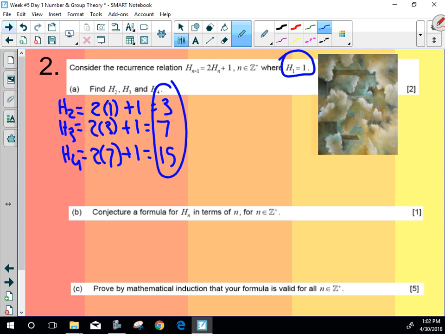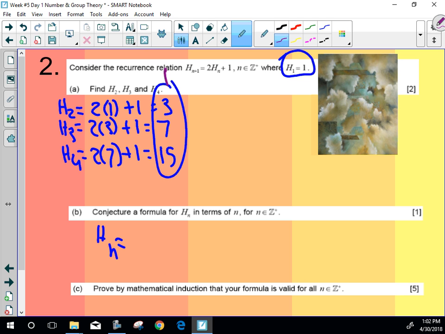And then it says conjecture an h of n that doesn't have the recursion formula in it. So h of n, not 2 h of n, what pattern do you see with these? Are they increasing by the same amount each time? By the way, the first one is 1. No, this is 2, 4, 8. What does that make you think of? There's like an exponent thing going on here.